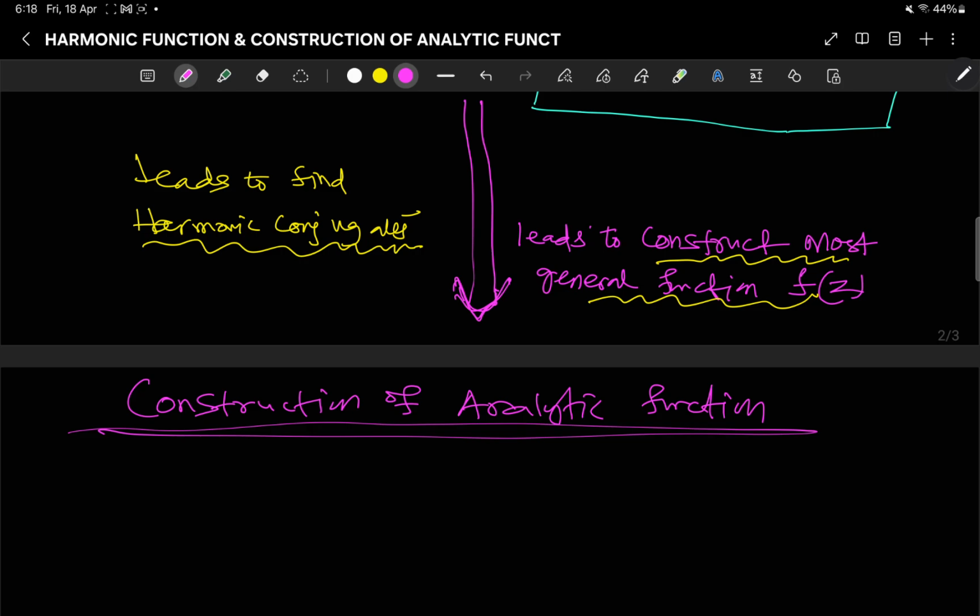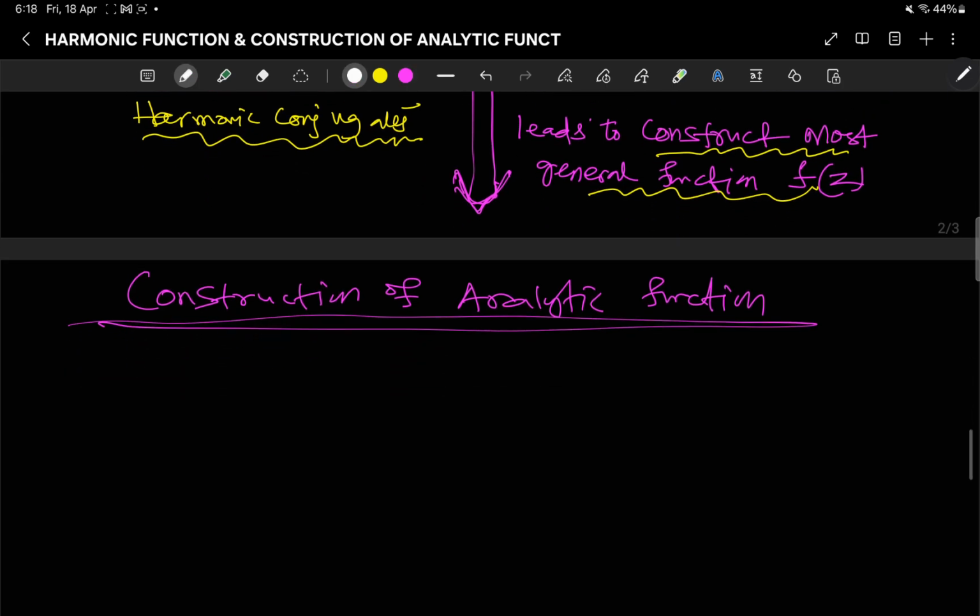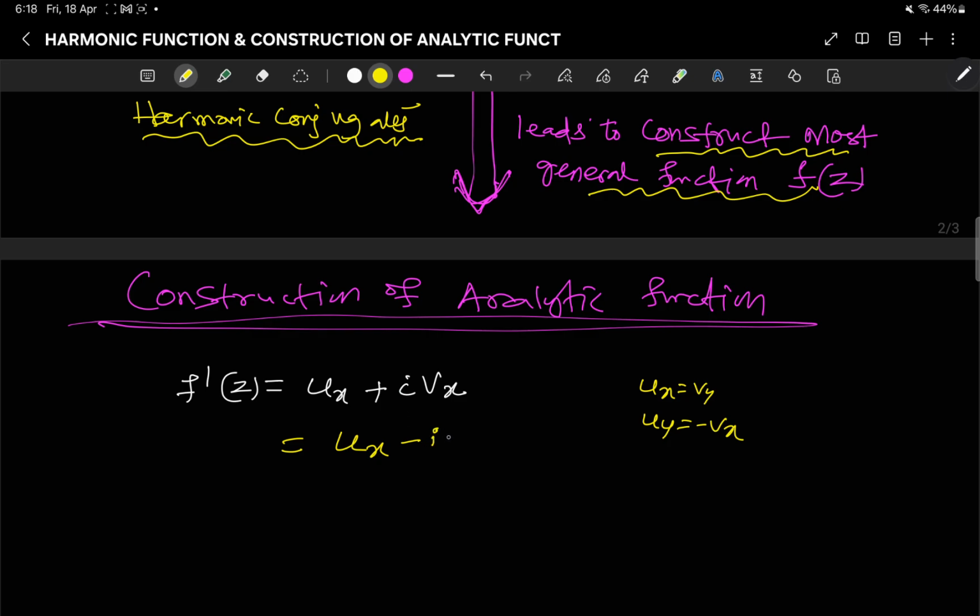During the derivation of your necessary condition, we see f'(z) is equal to ux plus i vx. Now in view of your Cauchy-Riemann equations, ux is equal to vy and uy is equal to minus vx. So this is ux minus i uy, because of the CR equations. This is in terms of u, so we are getting it in terms of u.